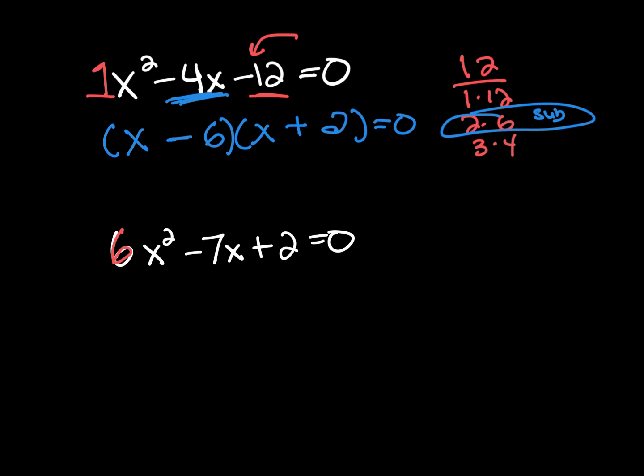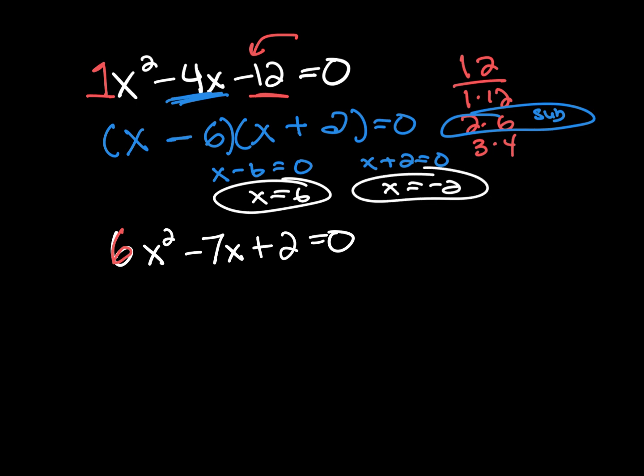Again, since I'm solving and not just factoring, I do have to take that last step, which is to take each of your factors and set them equal to 0, and then go ahead and solve. So I get x equals 6 and x equals negative 2, because you have to move those terms to the other side to get x by itself.